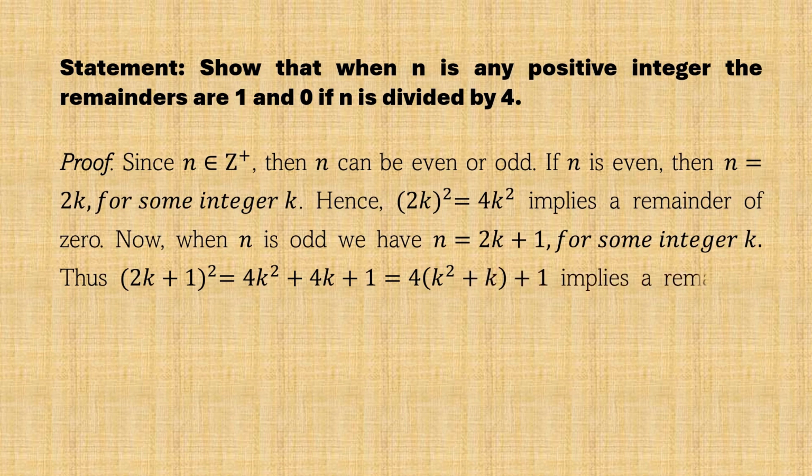Now, when n is odd, we have n is equal to 2k plus 1, for some integer k. Thus, the square of 2k plus 1 is 4k squared plus 4k plus 1. Now, the first two terms, 4k squared and 4k, have 4 as a common factor. Hence, it becomes 4 times the quantity k squared plus k, plus 1. This implies a remainder of 1.